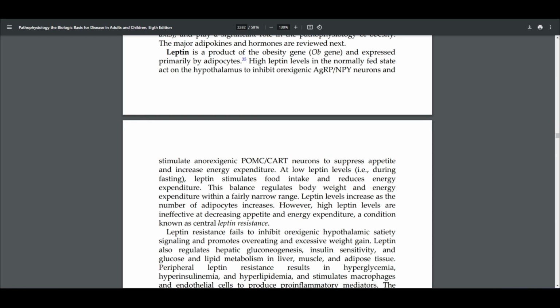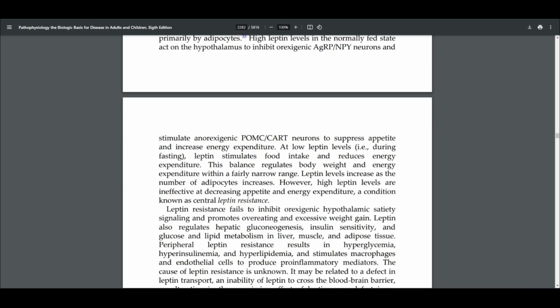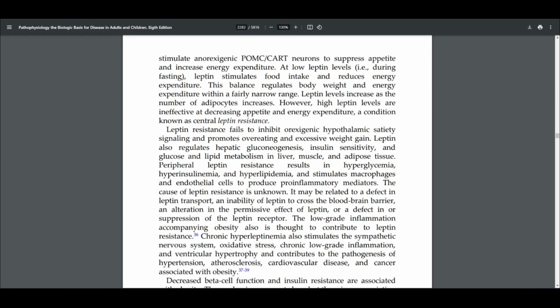High leptin levels in the normally fed state act on the hypothalamus to inhibit the orexigenic AGRP-NPY neurons and stimulate anorexigenic POMC and CART neurons, to suppress appetite and increase energy expenditure. At low leptin levels, leptin stimulates food intake and reduces energy expenditure. This balance regulates body weight and energy expenditure within a fairly narrow range. Leptin levels increase as the number of adipocytes increases.